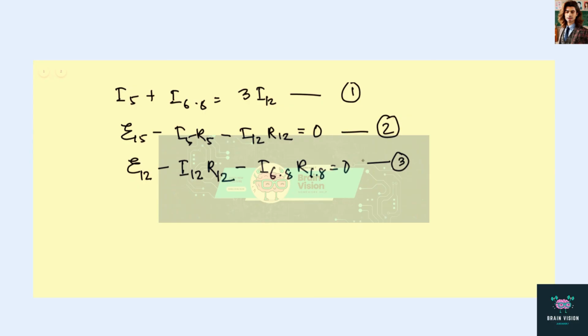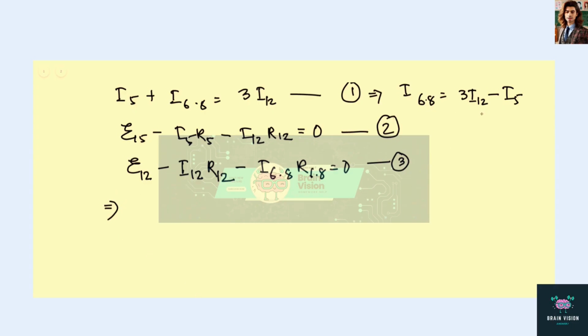So now we have three equations and three unknowns: I5, I6.8, and I12. We have already eliminated two of the variables. Among these three, as you can see, equation 1 is the simplest. So we will use this to eliminate I6.8. So I6.8 will be I12 minus I5, and we will plug this into this equation. This has I6.8 here. Equation 2 doesn't have I6.8, so yeah.